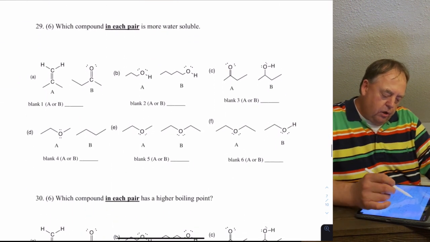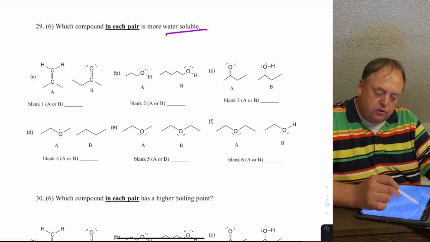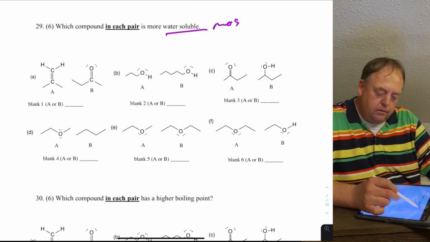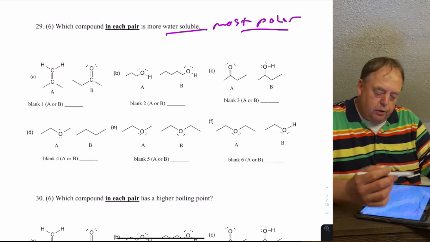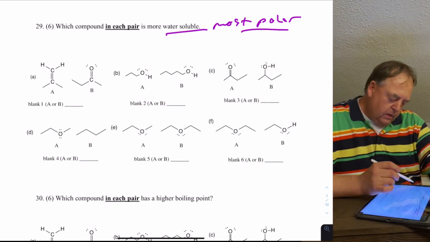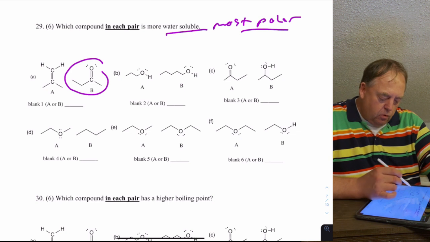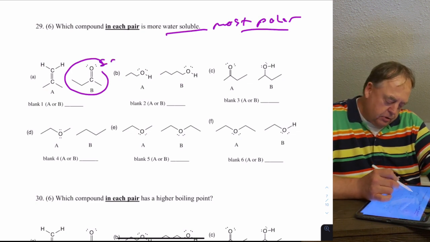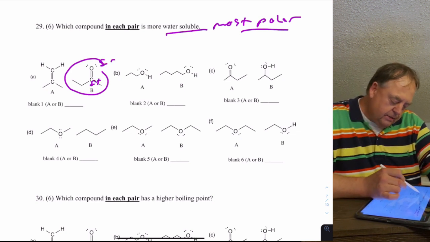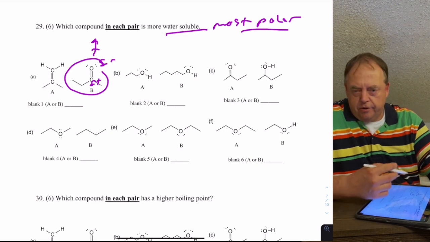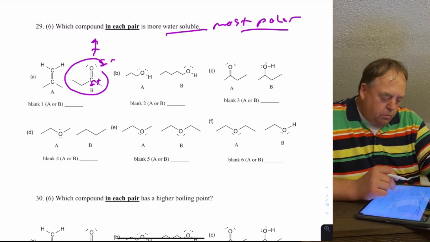Okay, most water is soluble. Water is very polar, so you're looking for the most polar molecule. For this one, that's going to be B, right? B is more polar than A because oxygen's partial negative, carbon's partial positive. That molecule has a dipole moment, the other molecule doesn't. So B is more polar than A.